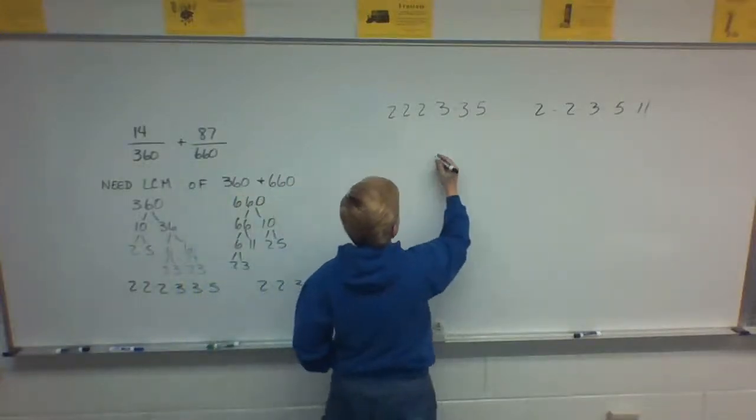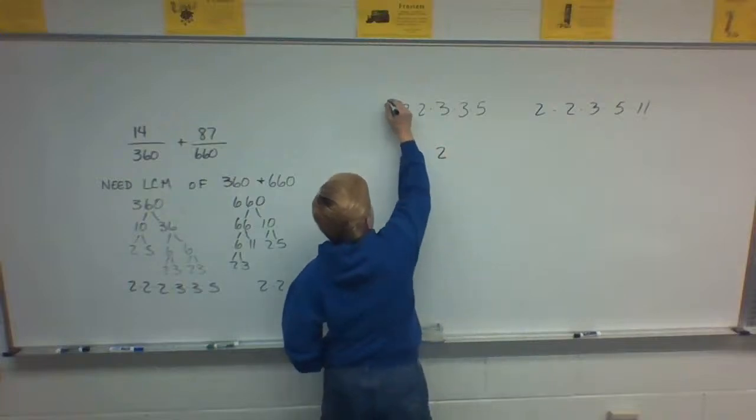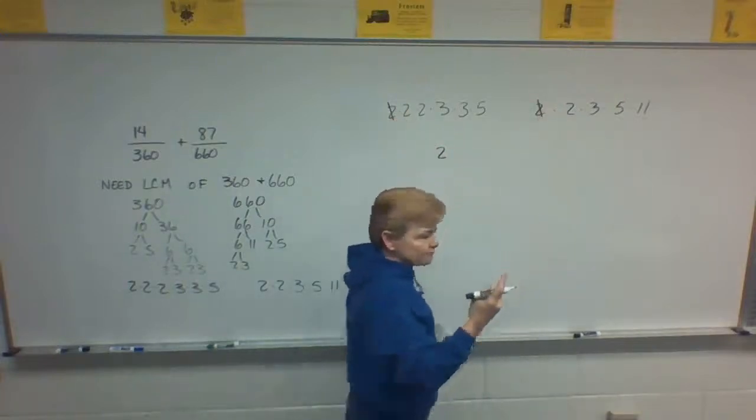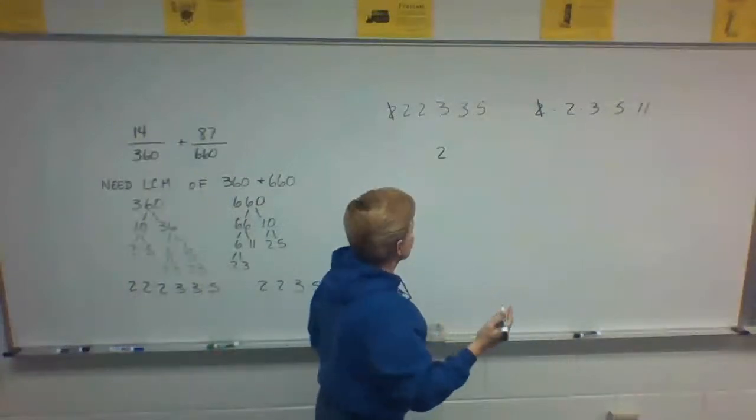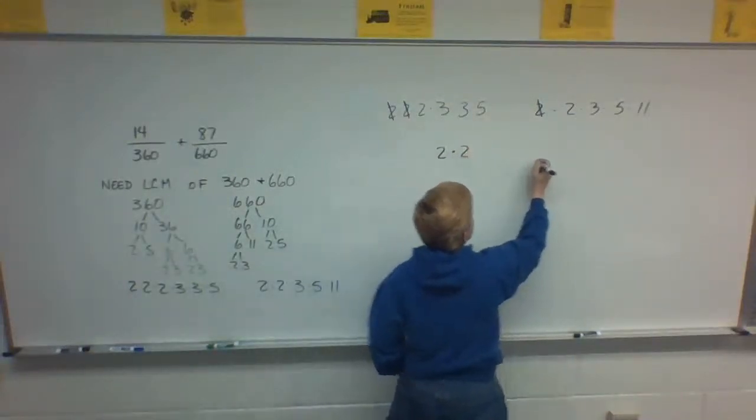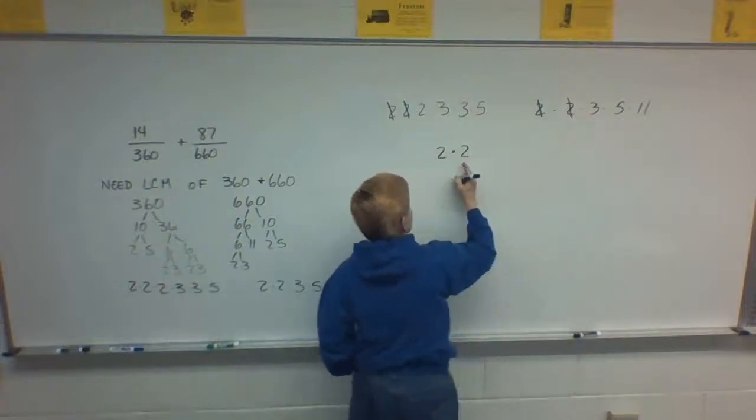You write down the first one you see and cross it out. And if this guy also has one, cross it out because you only need one of the two for the least common multiple. Then write down the next thing you see and cross it out. If this also has one, cross it out. You only need one of the two.